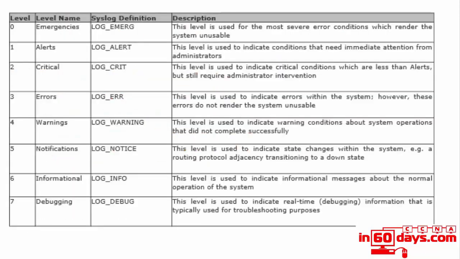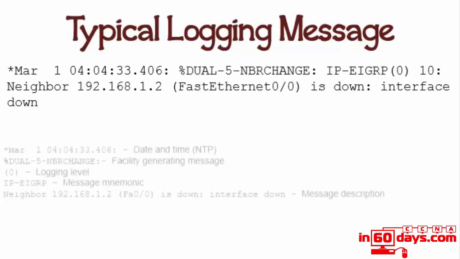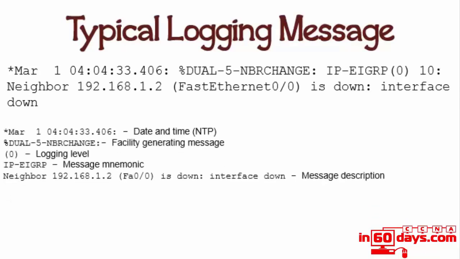The logging level here is informational, so if we go back, that's level 6. Typical logging message here: there's a time and date. There's a facility generating the message. You've got a number in brackets which gives you the logging level. There's a message mnemonic which gives you more information about what the message is, and then also the message description. In this case it's a neighbor 192.168.1.2 and the interface is down.